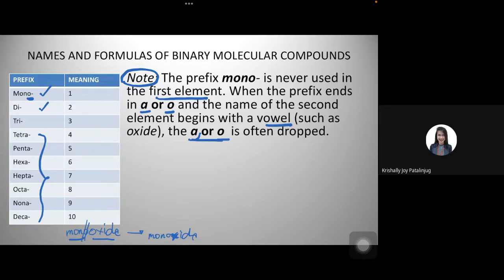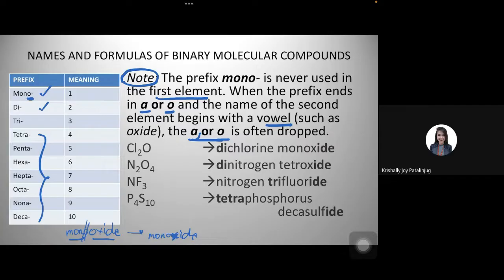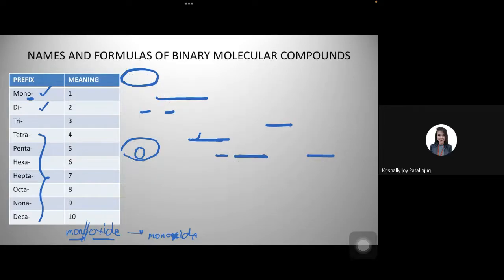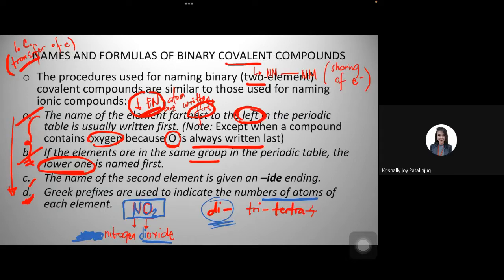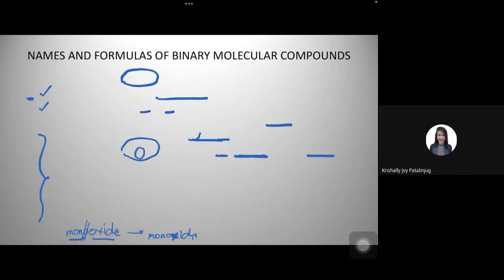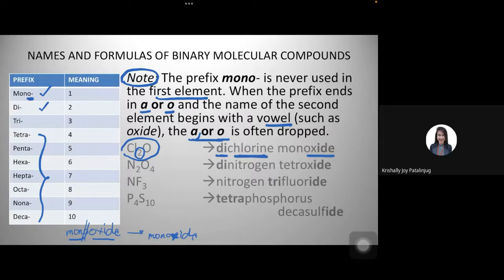So let's have more examples for you to better understand. Now, try to observe this compound, Cl2O. You are seeing two atoms of chlorine, that's why it is named dichlorine. And then look at the second name. Instead of oxygen, it ends with "ide." That's consideration letter C that I presented earlier: the second element should end with IDE. So it is now named oxide.